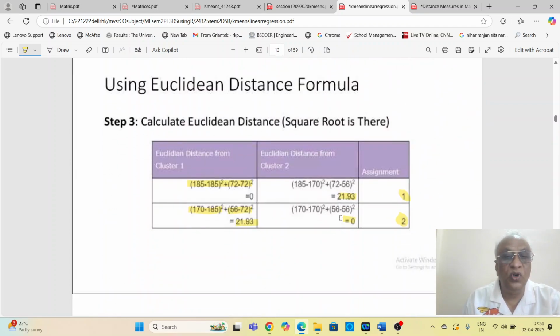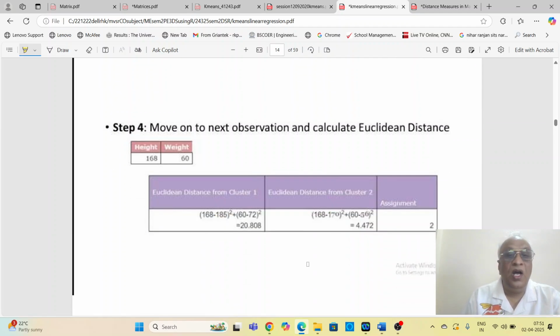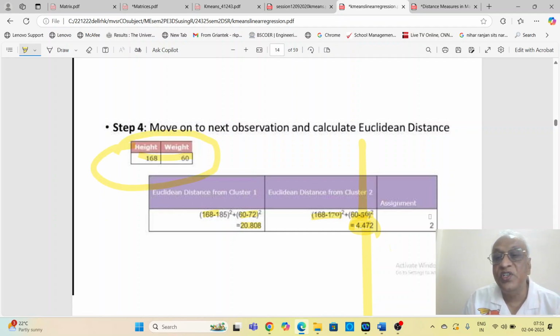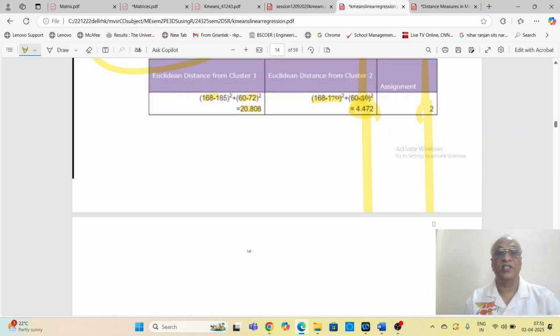So for this third data point, 168 and 60, again I am finding out the Euclidean distance, which is 168 minus 185 whole square plus 60 minus 72 whole square. That's coming to be around 20.808. Similarly, for K2, 168 minus 170 whole square plus 60 minus 56, so it's coming to be 4.472. So if you see here, this is having the lower value, 4.472. So this data point 168, 60 is assigned to which cluster? It is assigned to cluster 2.